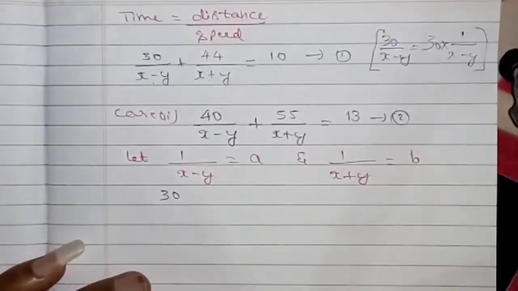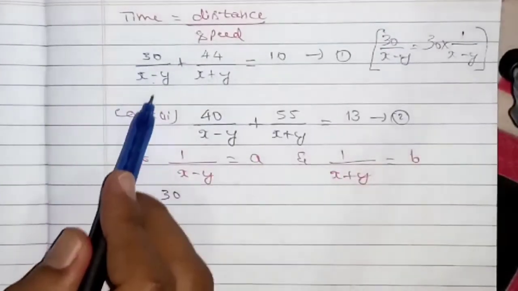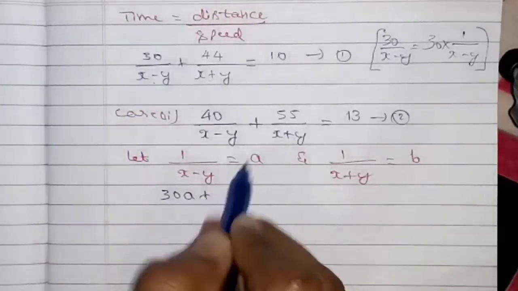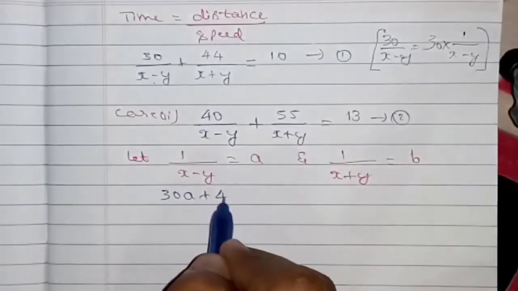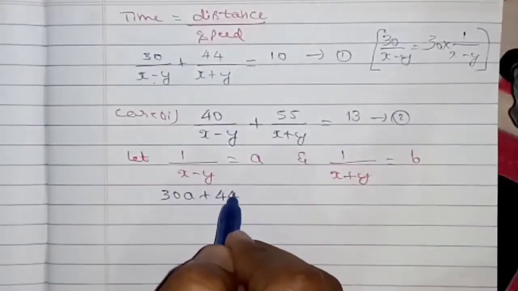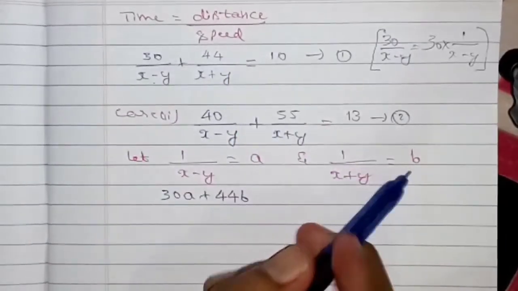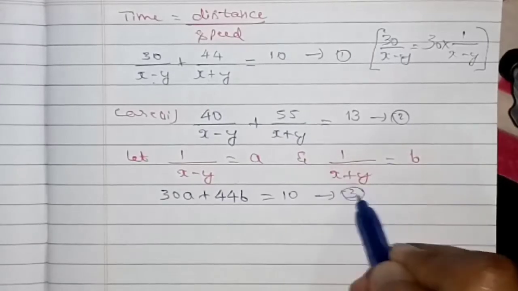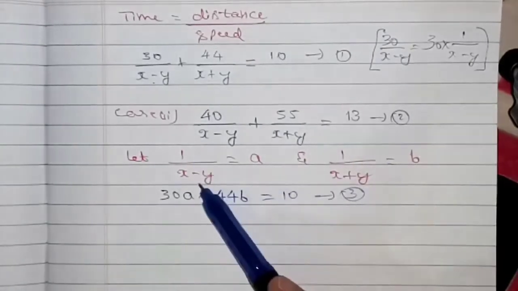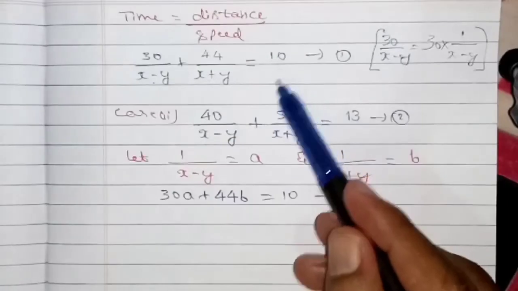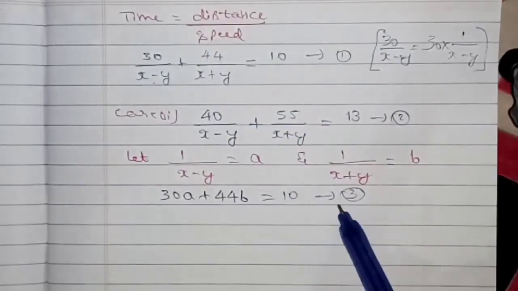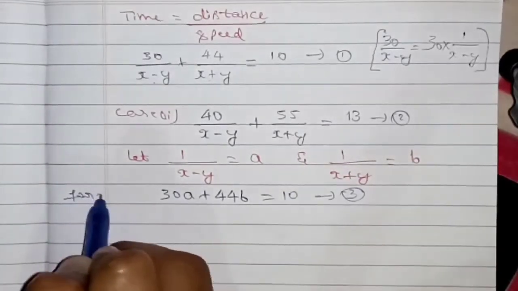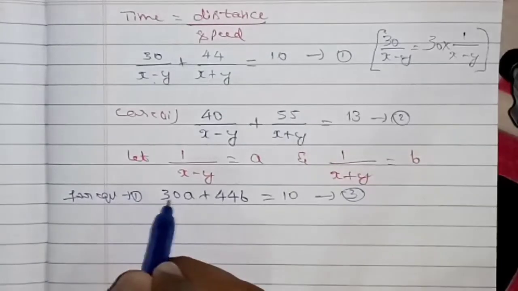So here 30 divided by x minus y can be written as 30a plus 44b, because 1 by x plus y is b, equals 10. Call this equation number 3. Now I'm applying 1 by x minus y to the first equation, children. So the first equation will become like this, and I'm calling this equation number 3. Equation 1 I have converted.